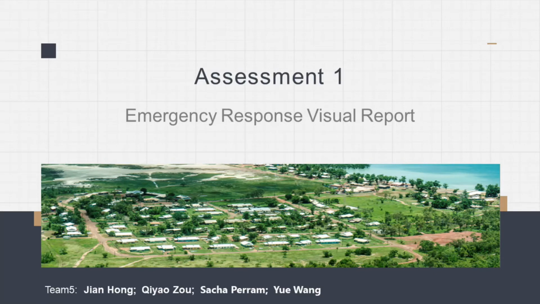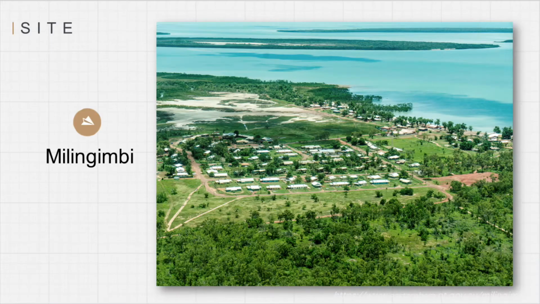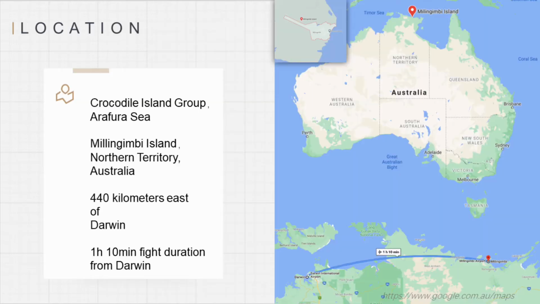Hello everyone, here is the presentation of the Emergency Response Visual Report by Team 5. Our chosen site is Milingimbi.